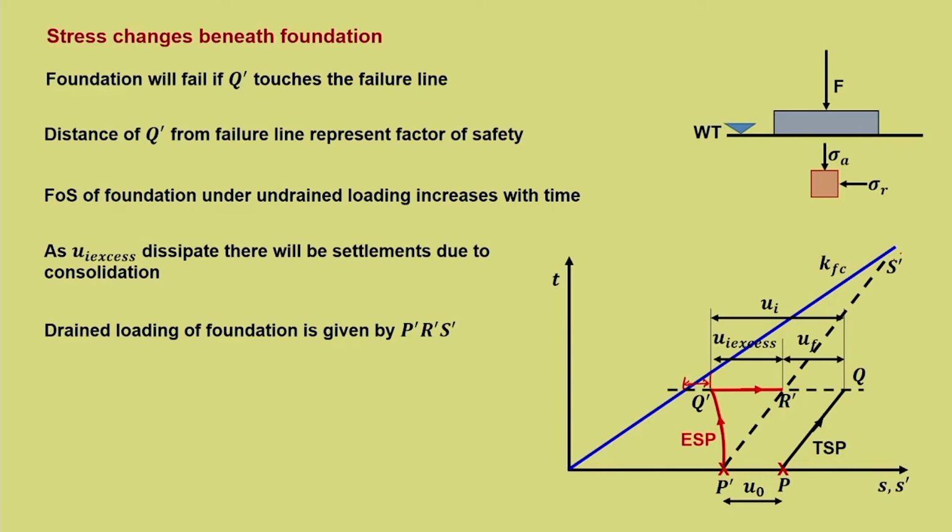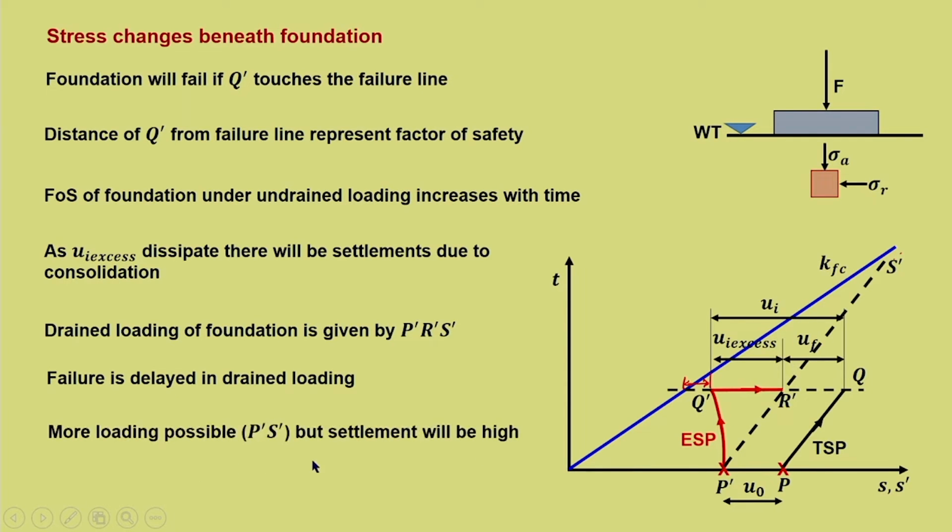But what is the cost? From here to here it will densify. Failure is delayed in drained loading, and that is good. The soil is not going to fail, but it is at the expense of the settlement. So, more loading is possible from P' to S', but settlement will be high.